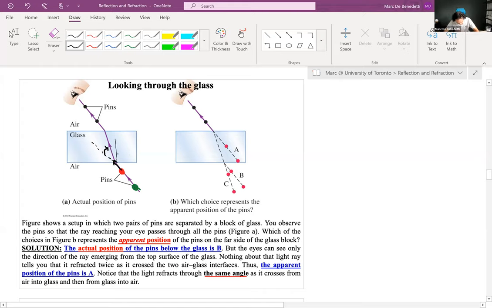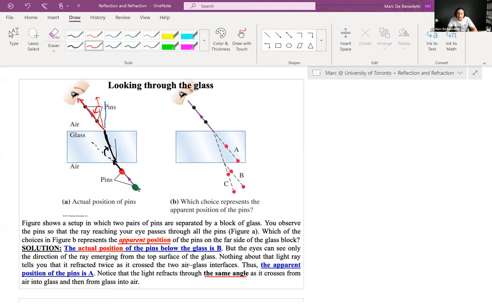And then once it's bent, it continues to travel through the glass. And then it goes from glass into air, from slow to fast, from an optically slow moving medium to an optically fast moving medium. So here's the normal, different color. Here's the normal. Our eyes would think the light ray wants to go straight, but it in fact bends away from the normal because it's going into a faster medium. And then it continues to our eyes. So the question is, where do we see these Christmas lights or these pins? A, B, or C?